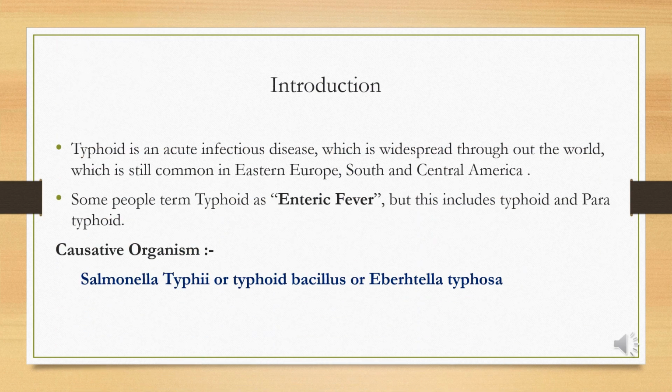What is meant by typhoid? Typhoid is an acute infectious disease which is widespread throughout the world, which is still common in Eastern Europe, South and Central America. Some people term typhoid as enteric fever, but this includes typhoid and paratyphoid. The main causative organism of typhoid is Salmonella typhi or typhoid bacillus or Eberthella typhosa.